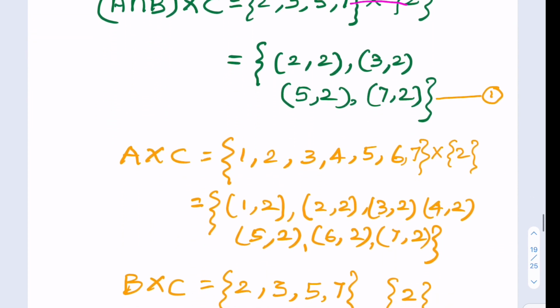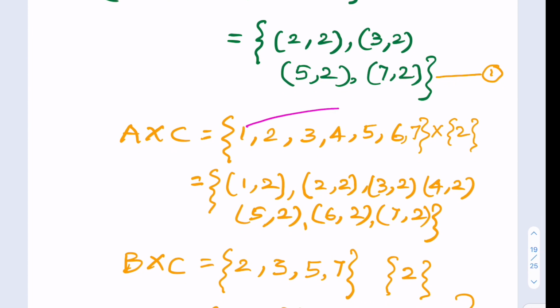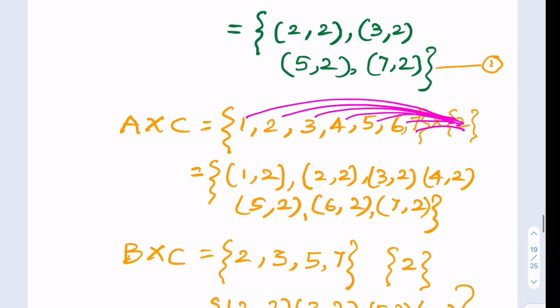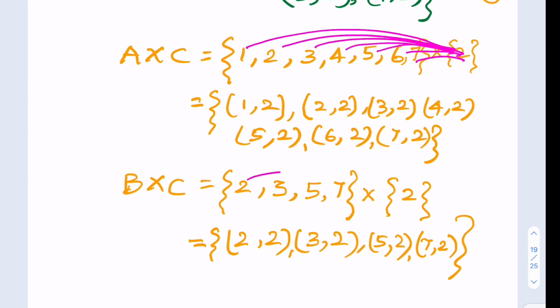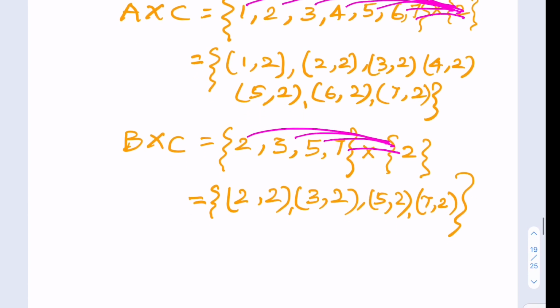So we have to find A cross C first. It is (1, 2), (2, 2), (3, 2), (4, 2), (5, 2), (6, 2) and (7, 2). So next we have to find B cross C. So (2, 2), (3, 2), (5, 2) and (7, 2). So B cross C is a set of ordered pairs (2, 2), (3, 2), (5, 2) and (7, 2).